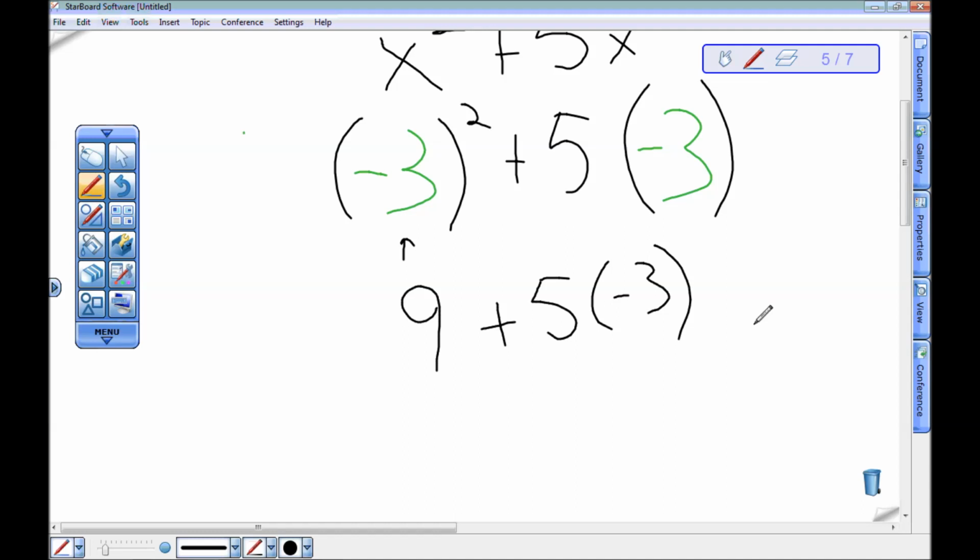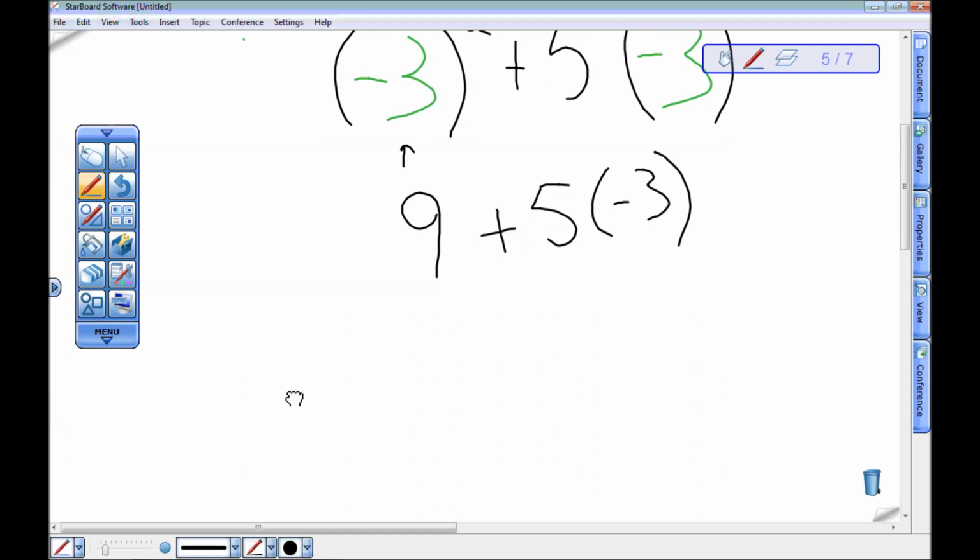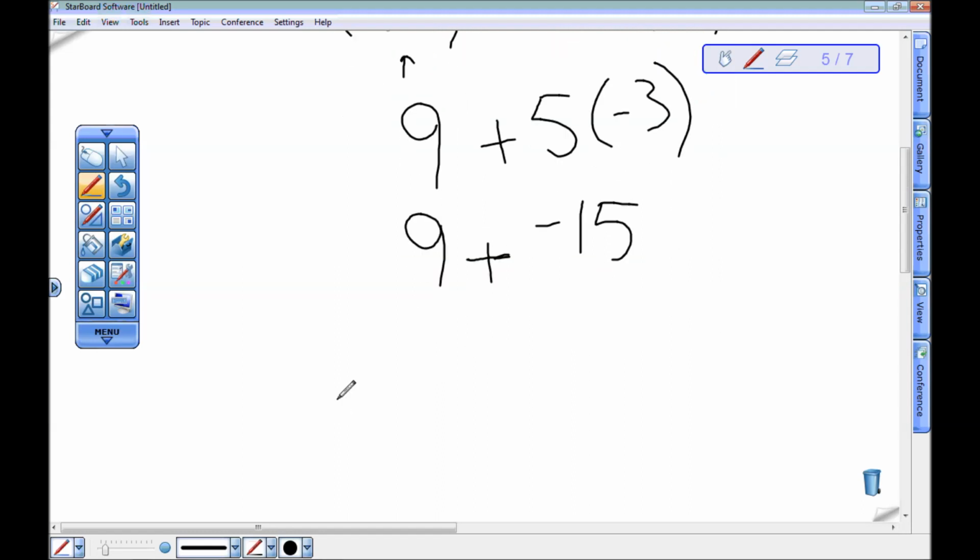Okay, I'm done with grouping, done with exponents, down to multiplication. Multiplication beats addition. So I'm going to take 5 times negative 3 and get negative 15. And now if I'm at 9 degrees and I add going down 15 degrees, I'm going to end up at negative 6 degrees, or getting rid of the degrees, at negative 6 here.